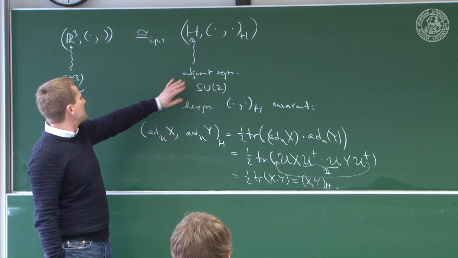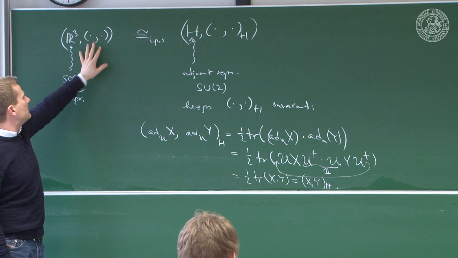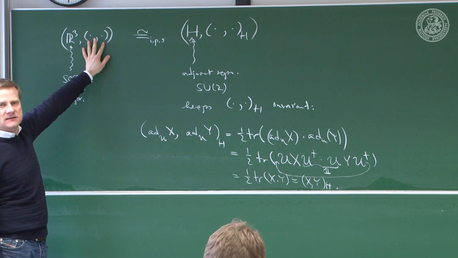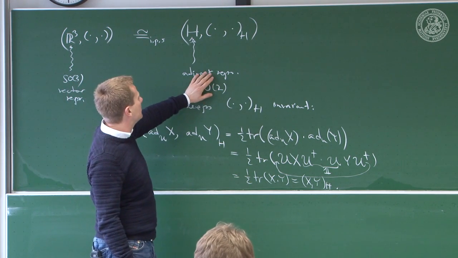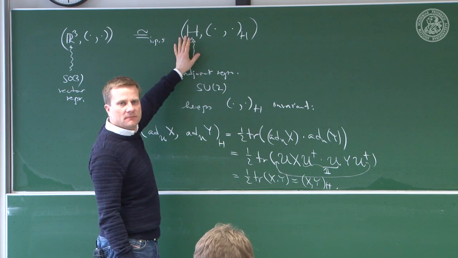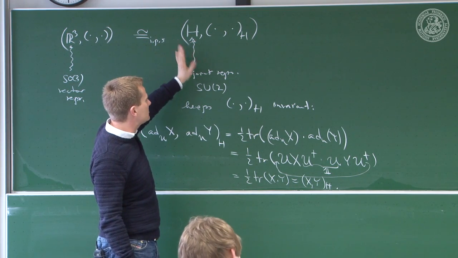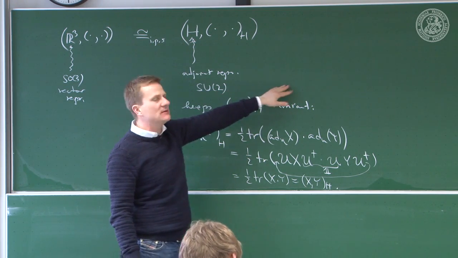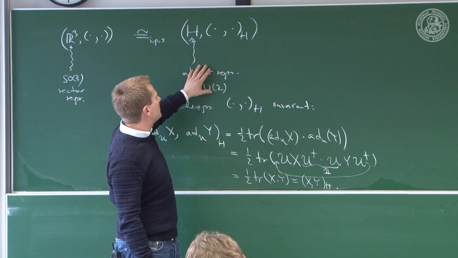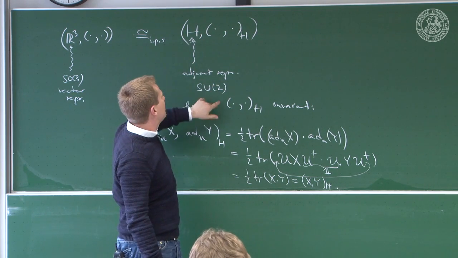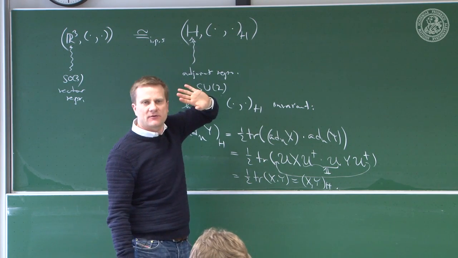So the defining representation on R3, SO3, was defined as the transformations that keep this inner product invariant and have determinant plus 1. The adjoint representation here was not defined by keeping any inner product invariant. Originally SU2 has, of course, a defining representation by keeping some Hermitian inner product invariant, but that's certainly not this one. But now the adjoint one can be understood as the group that keeps this inner product invariant.